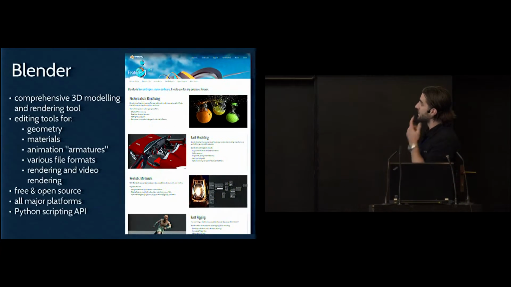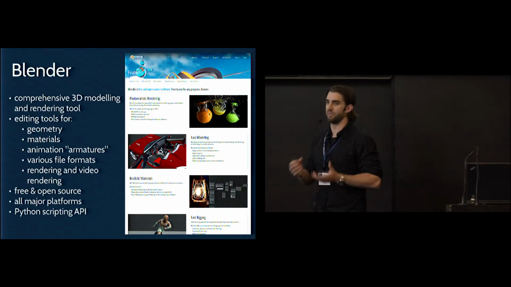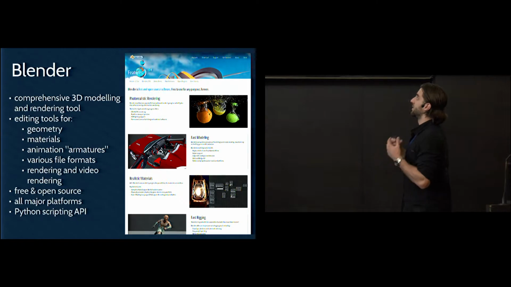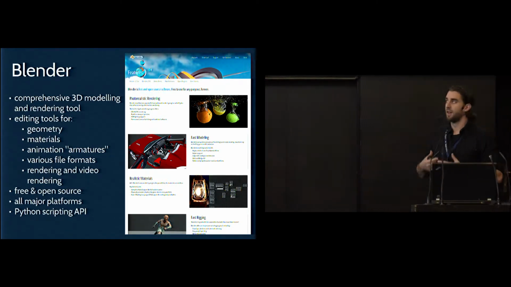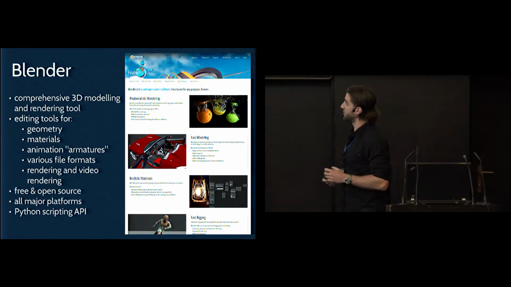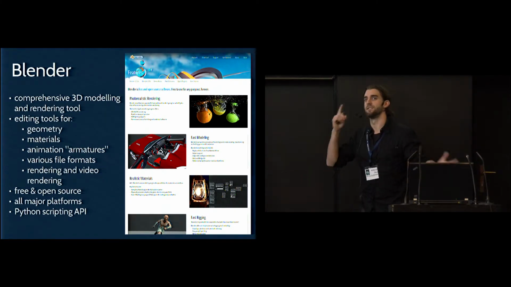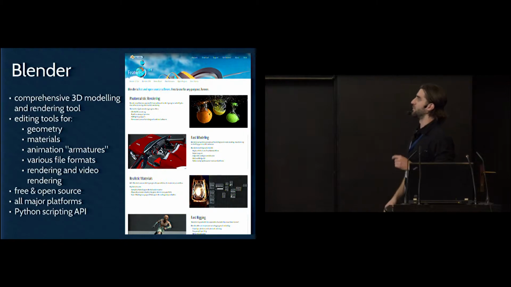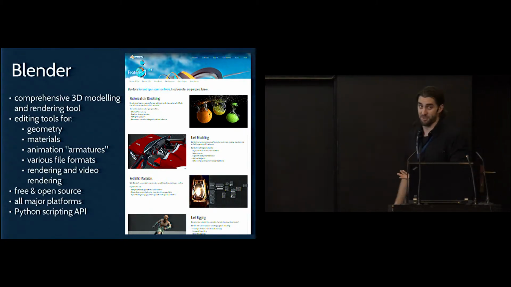So Blender is a 3D modeling tool, comparable to 3ds Max or Cinema 4D. It's really comprehensive. You can do all the modeling you need. You can do geometry, you can create materials, you can even do animations. And for animations, it has something really useful called armatures, which you can think of as kinematic skeletons for your animated characters, something we're going to use later. And it's also free and open source, which is really a nice coincidence. And it runs on all major platforms, so anybody can really use it anywhere.